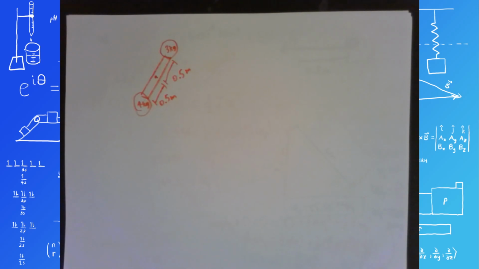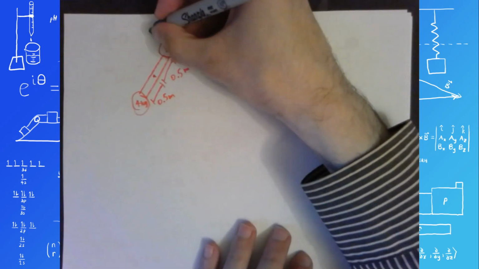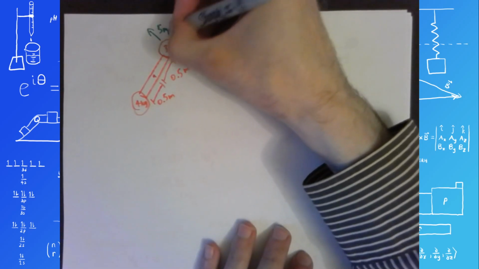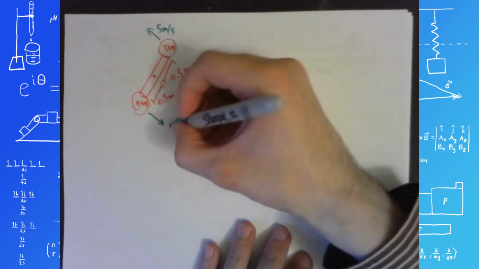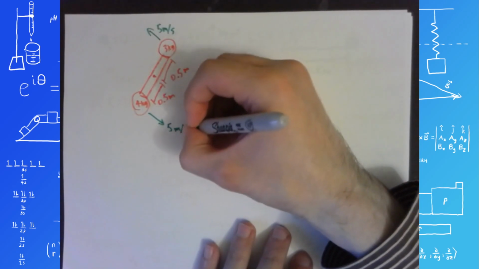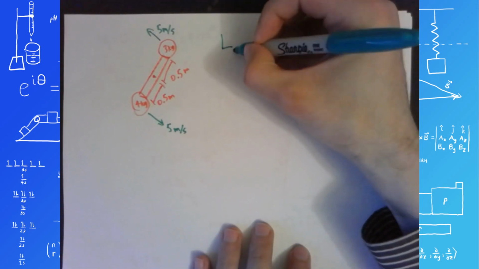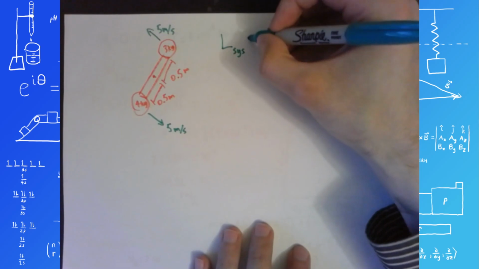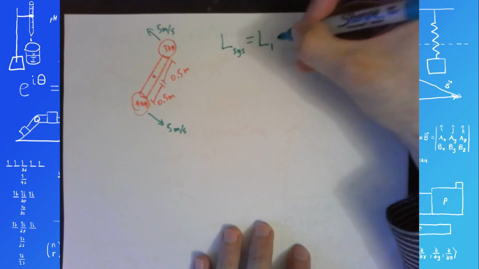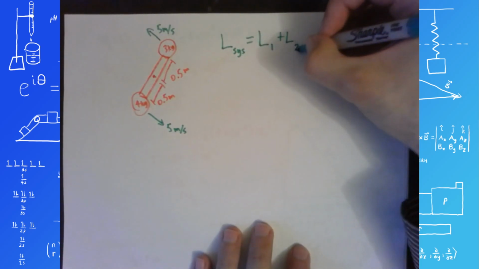Let's see. And yeah, they mentioned the two masses, which I've already drawn. What is the angular momentum of the system if the speed of each particle is 5 meters per second? If this thing is moving at 5 meters per second, and this thing is also moving at 5 meters per second, what is the angular momentum of the system? Angular momentum of the system is simply the angular momentum of object 1 plus the angular momentum of object 2.